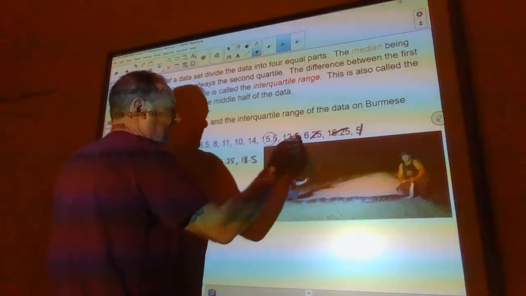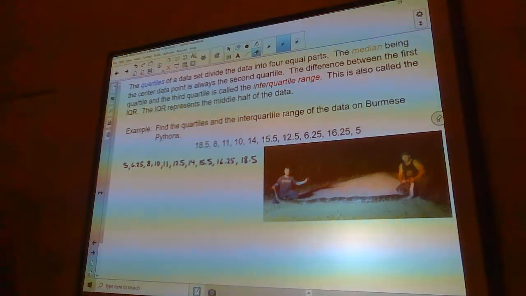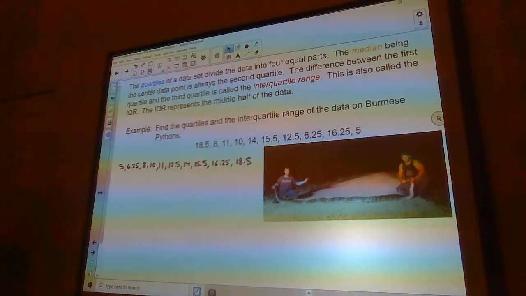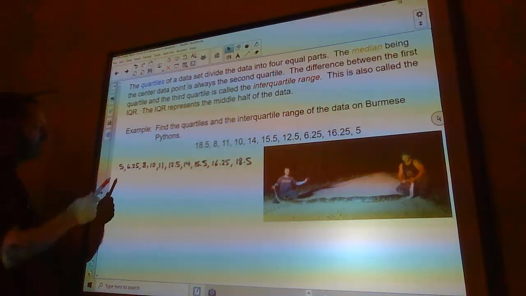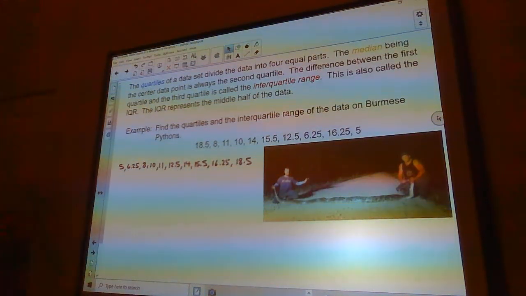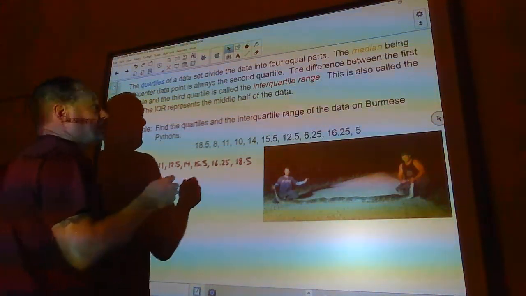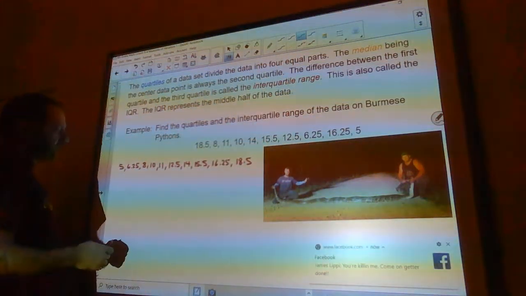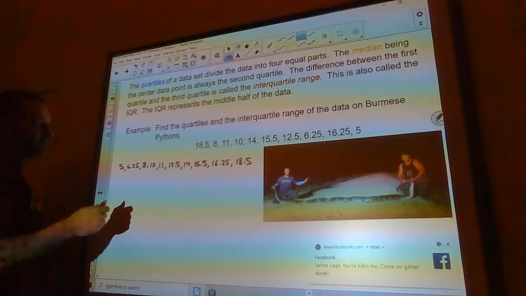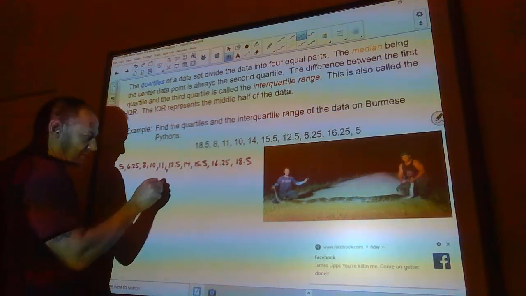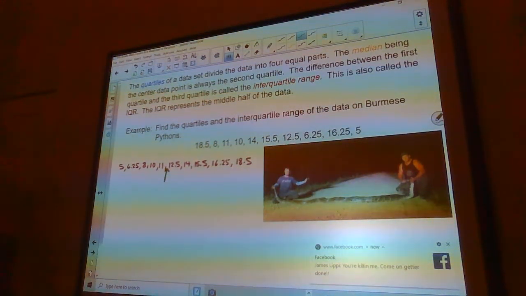I crossed these out, but I don't want to mess up your notes, so I'm going to go ahead and erase those. The reason I crossed them out is so I wouldn't miss one. Okay, here's my data set. I need to know how many data points there are. There's 1, 2, 3, 4, 5, 6, 7, 8, 9, 10 data points. The first one I always find is Q2. That's the middle one. So Q2 is going to be between the fifth and the sixth one. It's going to be between those two numbers.